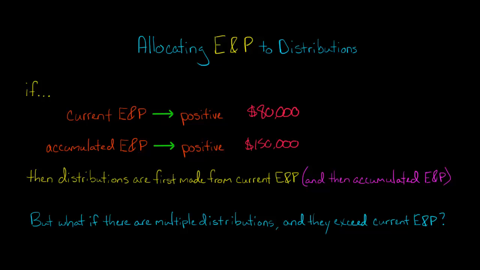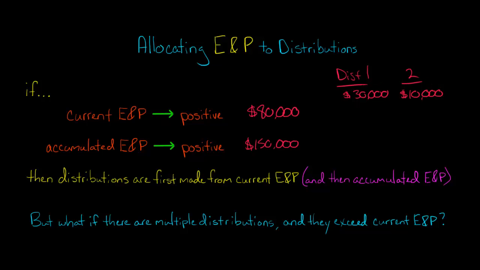And then let's say we have two distributions during the period. Distribution 1 is $30,000. And then we have distribution 2, a second distribution to a different shareholder of $10,000. Now, in this case, we've got $40,000 of distributions, and there's $80,000 of current E&P. So both of these distributions are going to come out of current E&P because they're less than current E&P. We're not even going to look back to accumulated E&P in this scenario. We've got plenty of current E&P. So both of these distributions are going to be deemed to be a dividend to the shareholders.